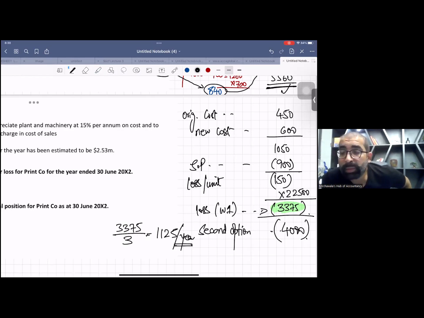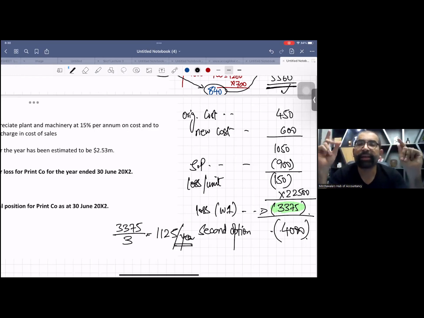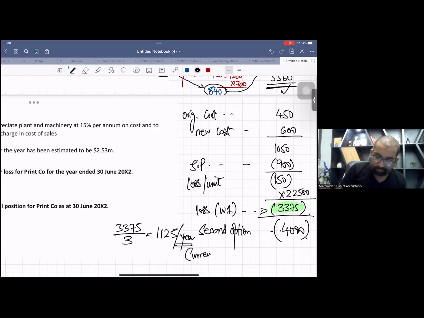Hope you remember IFRS 16 and IAS 20. We used to study that we have to break the liability between current and non-current. Remember? So you will have a current liability of this loss in the balance sheet. You will book 1125, and you're going to book a non-current liability of 1125 times 2, which is 2250.